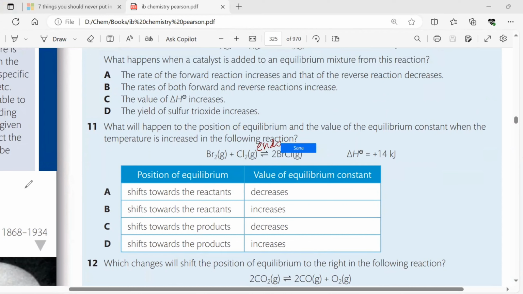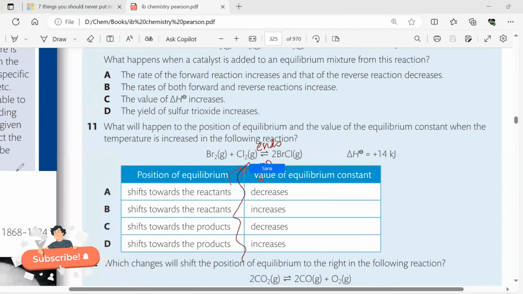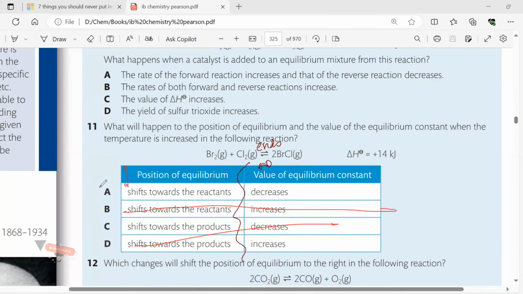Endo, exo, right? Now don't jump from one to the other. Just come to this. Cross out from left to right whatever is wrong, right? Okay. Do it.